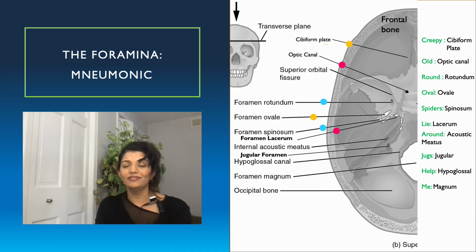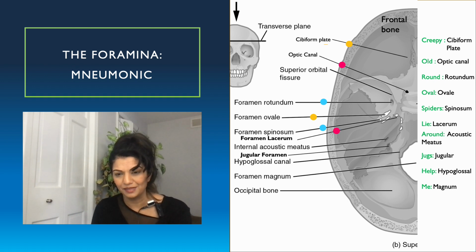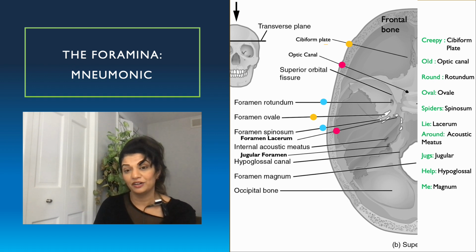Then we've got the foramen lacerum, right? And that's for lie, spiders lie. So the lacerum actually has the internal carotid artery that goes through there. And the way you can remember is that you don't want to lacerate your carotid artery, of course.